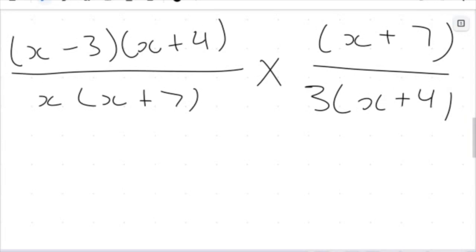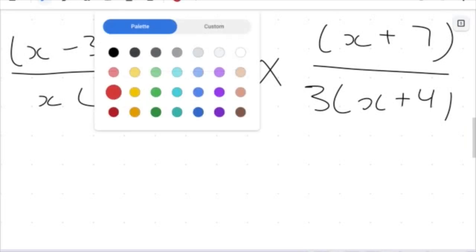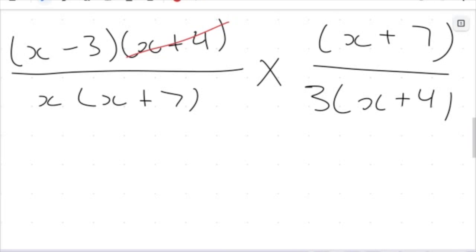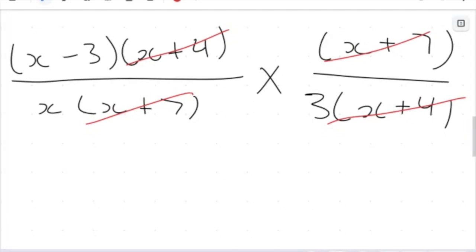Now that I have a multiplication, all I want to do is think about simplifying. I always want to try to simplify first. So here I notice that I have an x plus 4 up here. That's going to cancel with this x plus 4 on the bottom. I have a x plus 7, and I also have a x plus 7 up here. Oh, sorry. Oh no, that's okay. Thought I made a mistake.